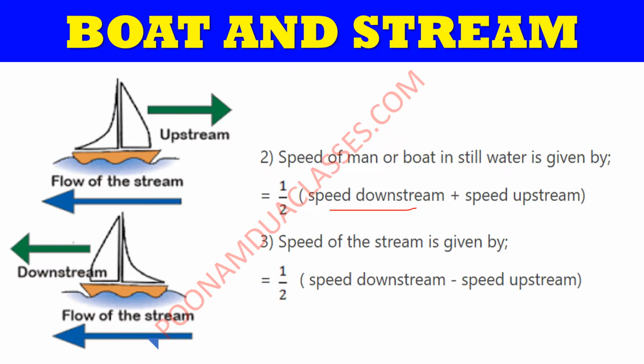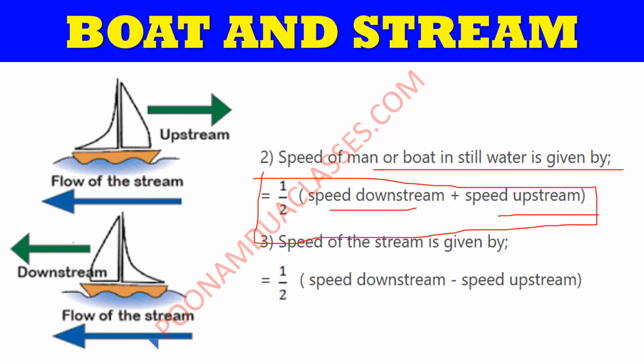If you are given downstream as well as upstream speed and you are asked what the speed of the boat in still water is, then this is the formula. Add upstream and downstream speeds, and the average, the half of that, will be our answer for the speed of the boat in still water.